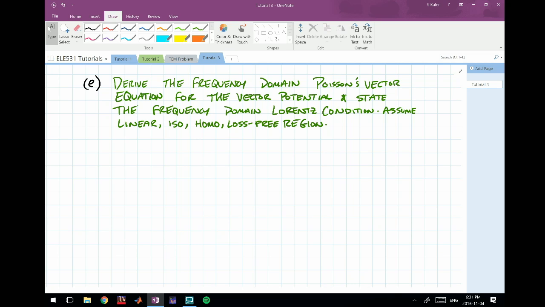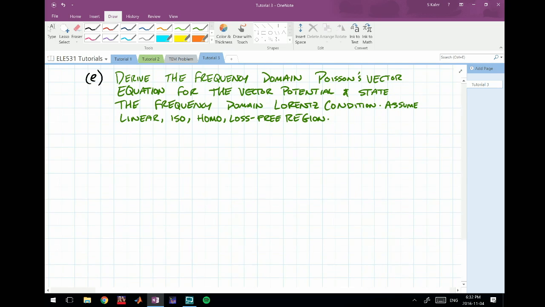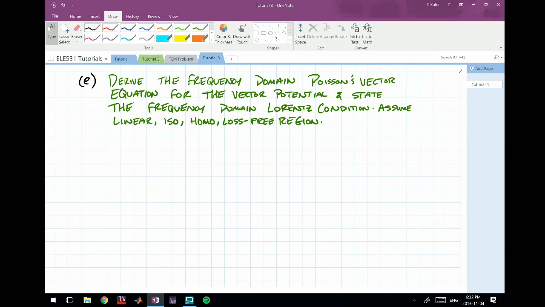Again, this derivation is also in the textbook. It can also be done for the vector potential. So in this case, we're going to have an equation entirely in terms of A and Js. You can have it in terms of V and Js, I believe, but don't quote me on that. It's in your textbook, somewhere in chapter 9.